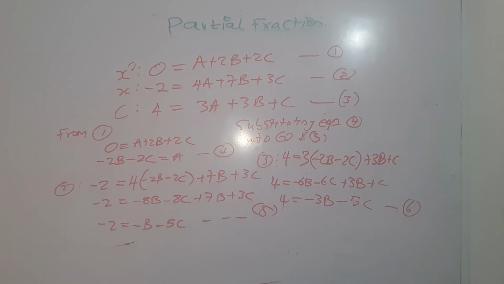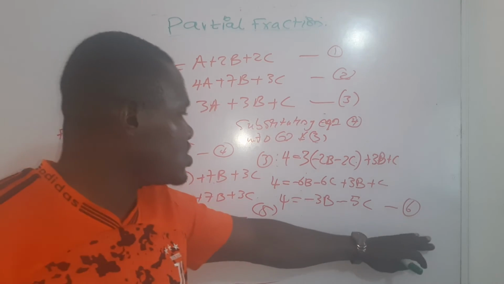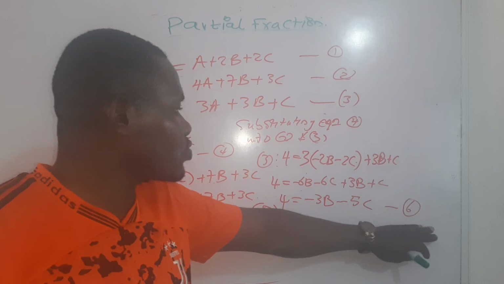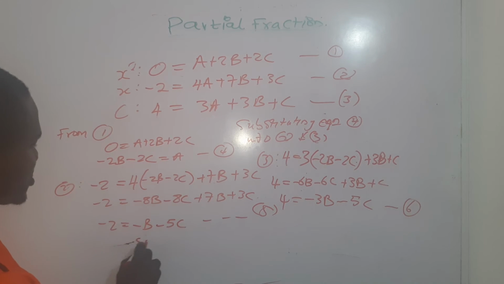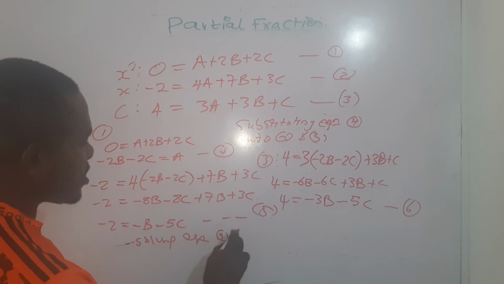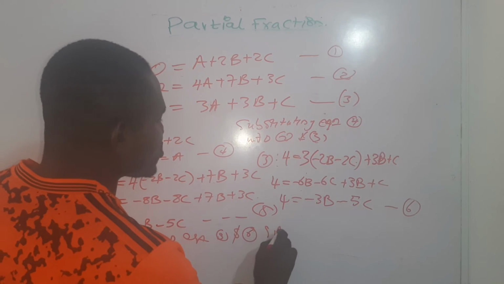Now, since we have arrived at equation 5 and equation 6, they each have two unknowns. We can solve simultaneously, solving equation 5 and 6 simultaneously.